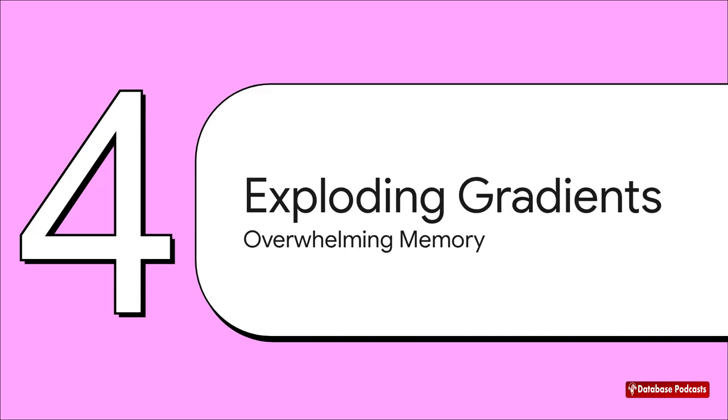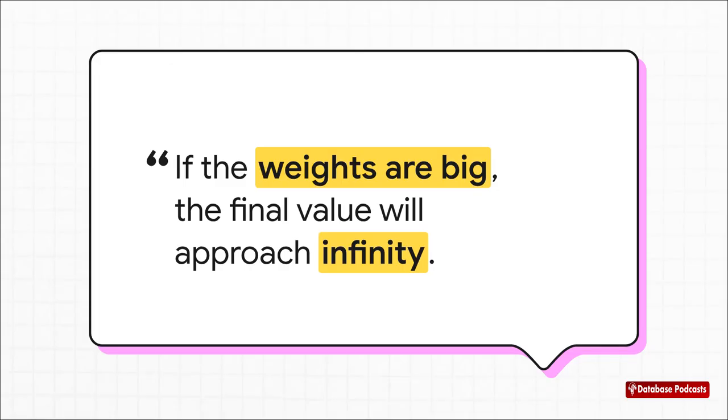Okay, so a signal can fade to nothing. But what about the other side of that coin? An overwhelming memory. How on earth can the signal get too loud? Well, it's the exact same process, that error signal getting multiplied as it goes backward, but this time the weights are big. They're greater than 1. So instead of shrinking, that signal just balloons. It grows exponentially with every single step.